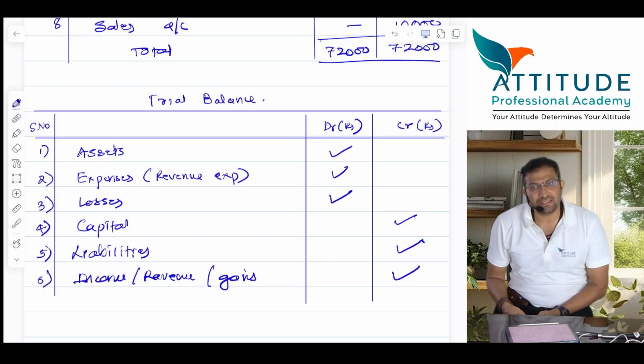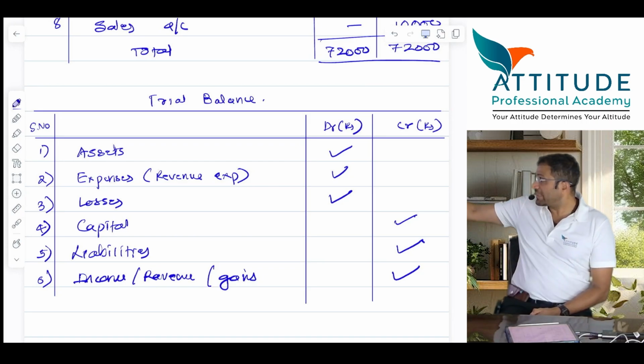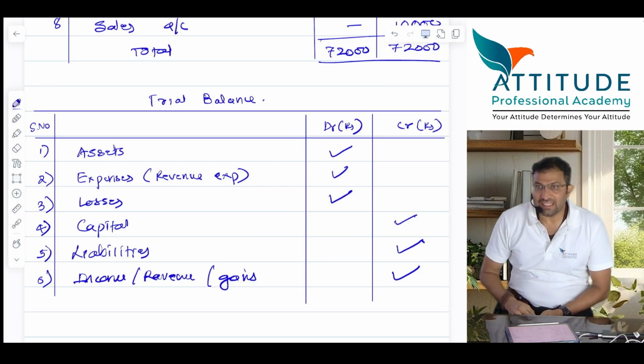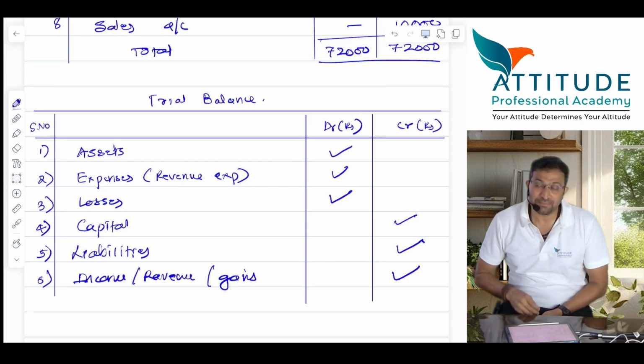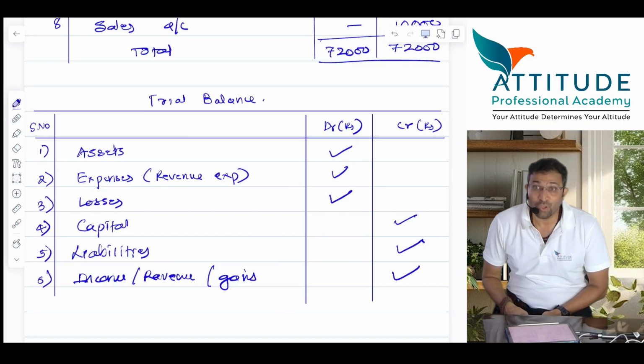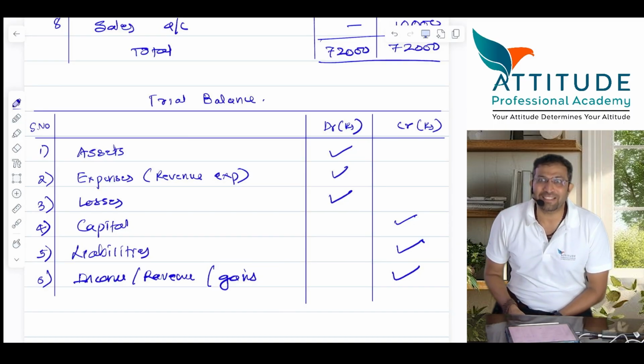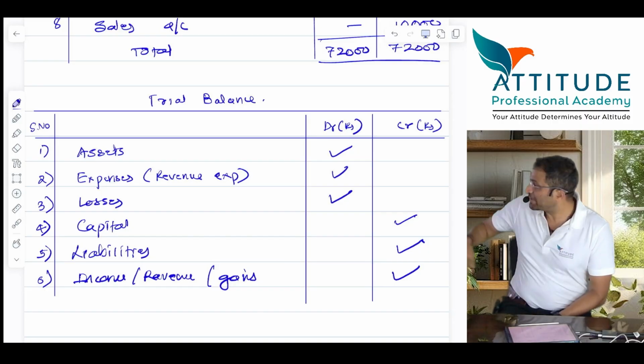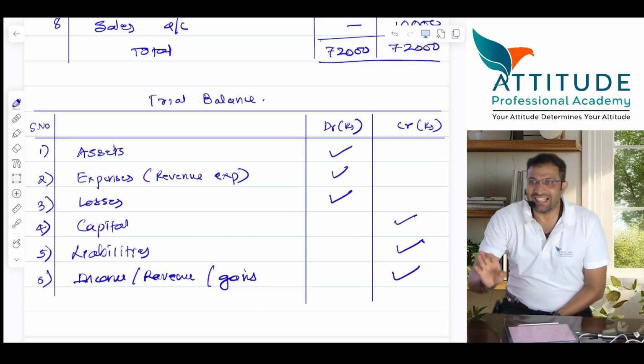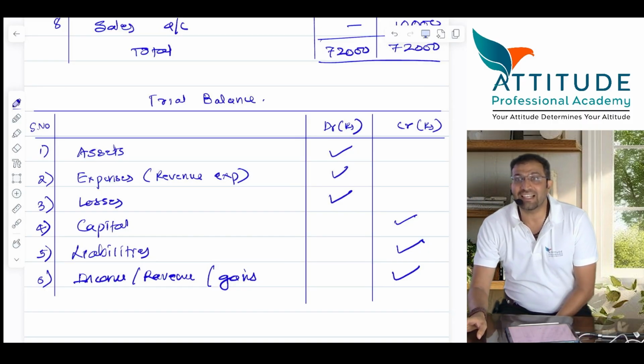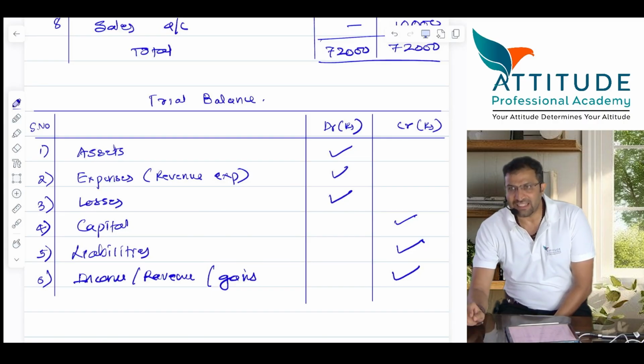Prepaid expenses. If prepaid expense comes, then it is asset debit balance. Is that clear? Expenses. No, only expenses is not asset, it is expense. Correct? Yes. Salary expenses. Expenses. Debit balance. Advertisement expenses. Expenses. Debit balance. Discount allowed. Expenses. Debit balance. Discount received.